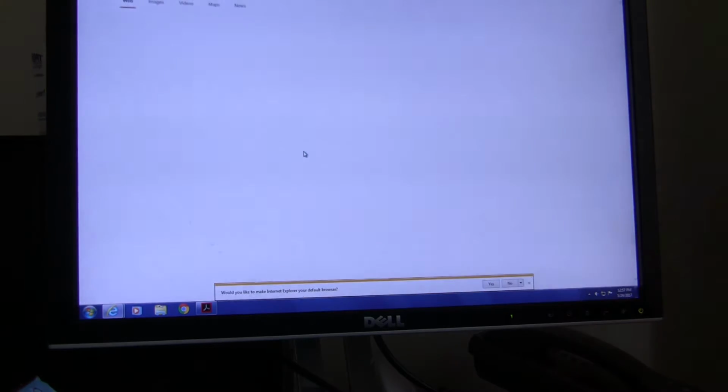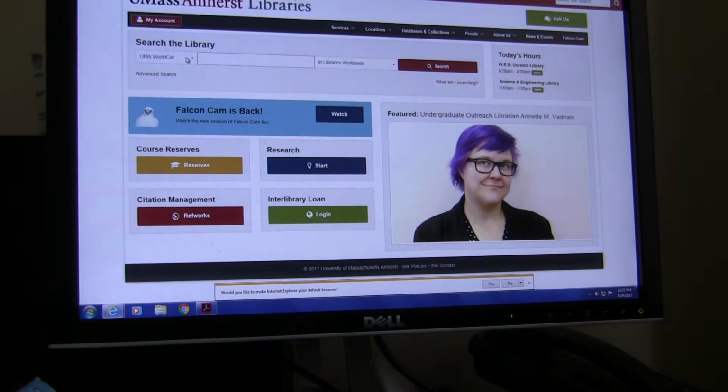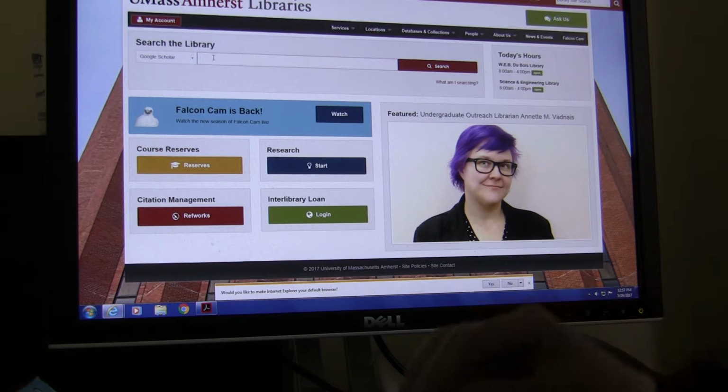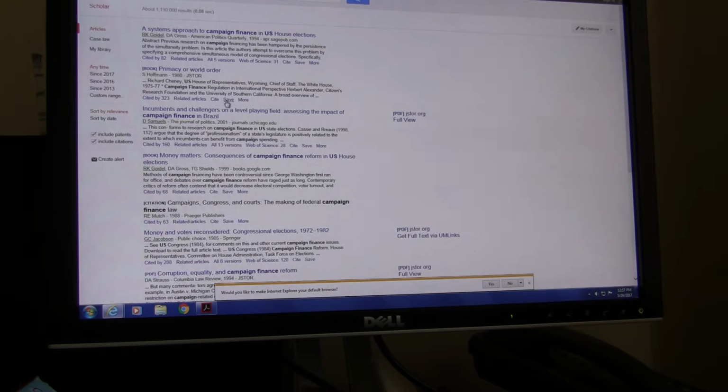If you go to the UMass library page and you look something up on Google Scholar. So I'm going to look up campaign finance, US, on Google Scholar. So the question is, what comes up? So I'm looking for an article here. So here's an article from American Politics Quarterly from 1994.